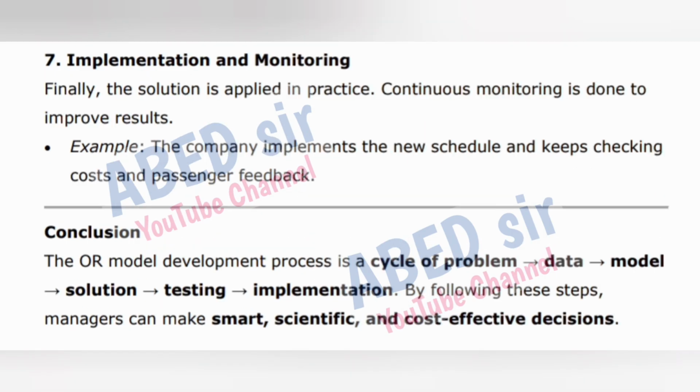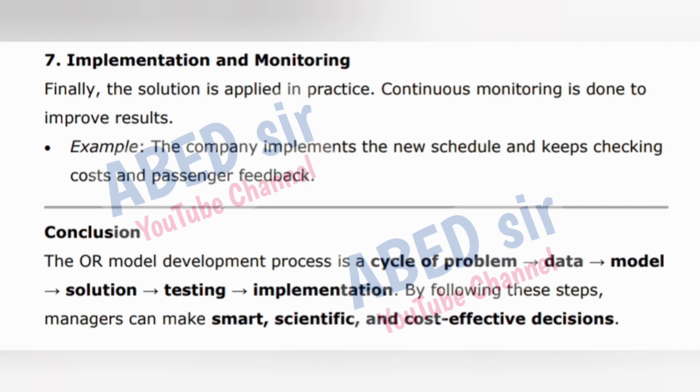7. Implementation and monitoring. Finally, the solution is applied in practice. Continuous monitoring is done to improve results. Example, the company implements the new schedule and keeps checking costs and passenger feedback.